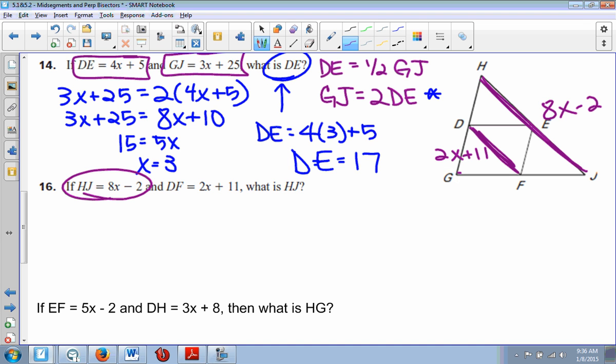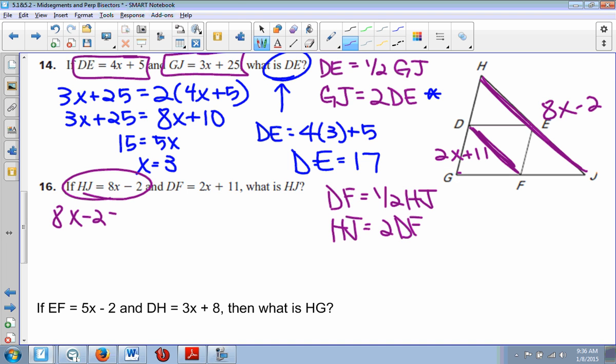So again, the relationship is that the mid-segment, DF, is half of the side length, HJ. That's one way to look at it. Or you can look at it as the side length, HJ, is twice as large as DF. Either way is going to give you the same exact answer. They're just different setups. So I'm going to use the same setup we used above, and I'm going to say the side length, 8x minus 2, is twice as large as the mid-segment, 2x plus 11.